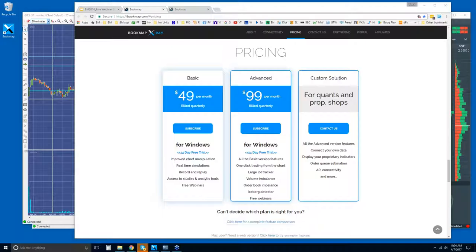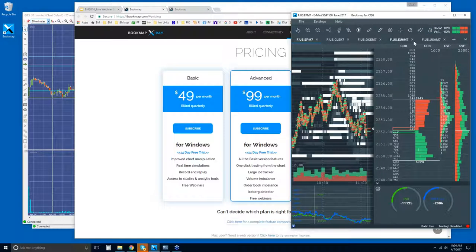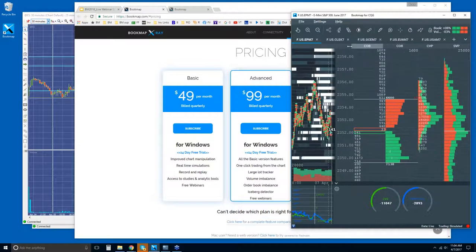Bookmap shows a lot of information, a lot of data. And some of this data we're not so accustomed to as traders. We've never really looked at historical limit order book. And Bookmap shows all of this. So, in fact, I'm just going to jump right in here. And what do I mean?